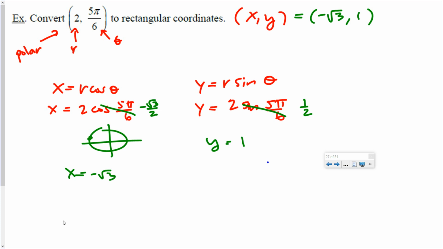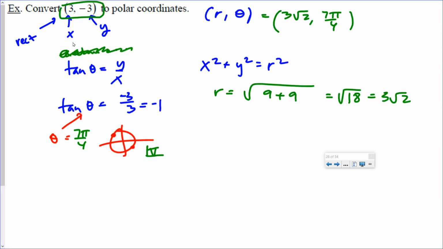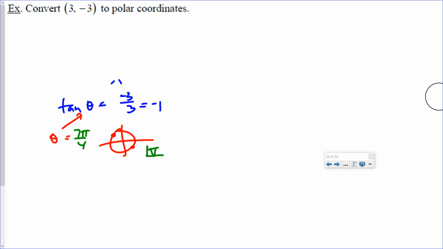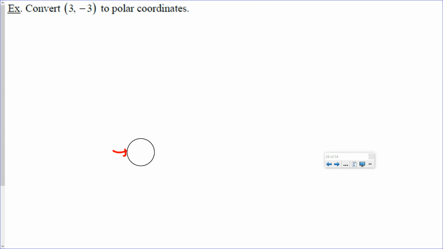Moving from polar to rectangular coordinates is the easiest thing to do. So let's get a little bit more difficult. We're going to do the opposite: we're going to move from rectangular to polars. It's going to get a little bit harder.